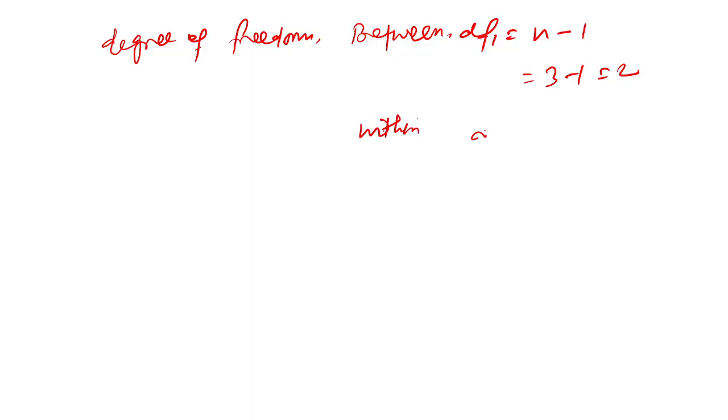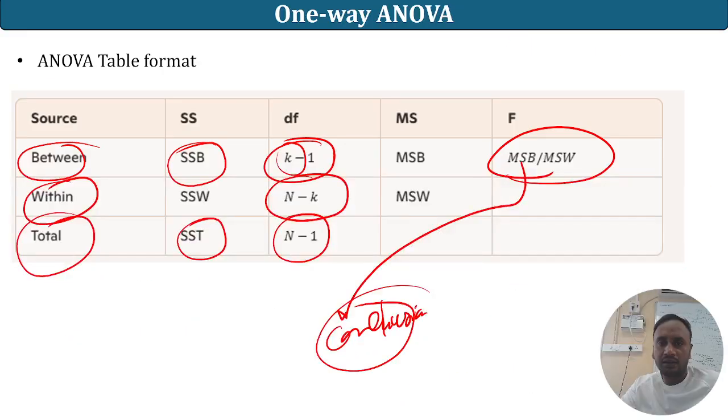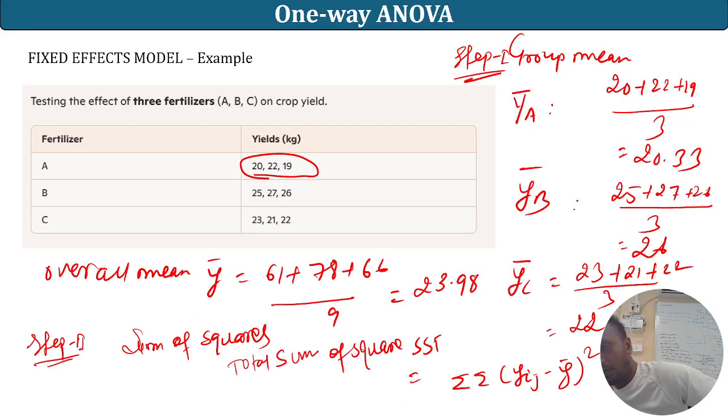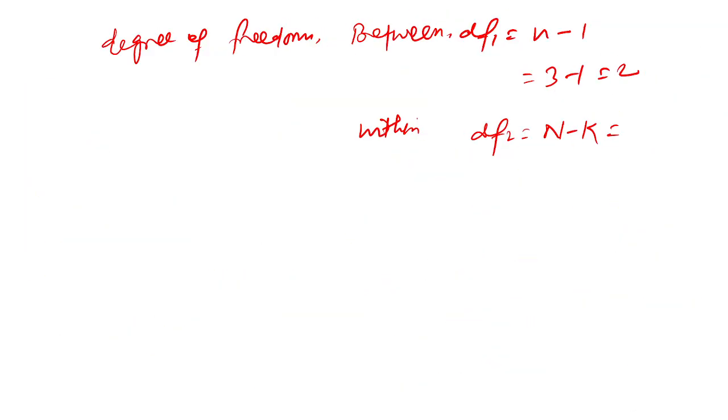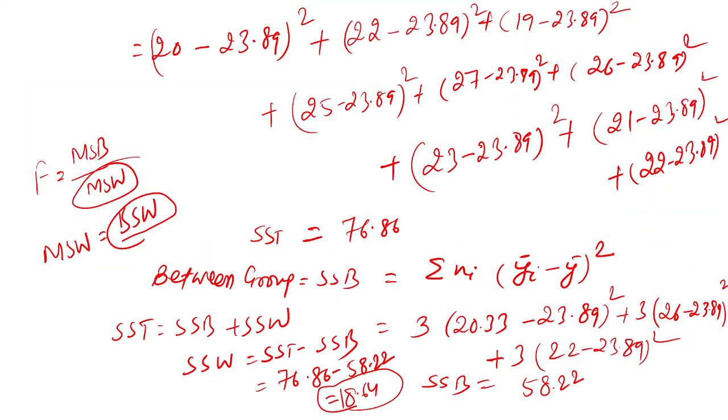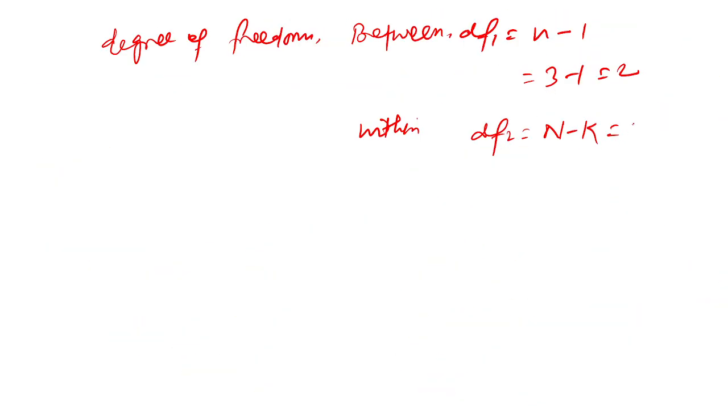So we know what will be df1, it's going to be k minus 1. How many groups we have? 3 minus 1, 2. Then within, how much will become df2? This will become n minus k. How many numbers we have? We have total numbers of 3 into 3, 9 minus 3, 6.